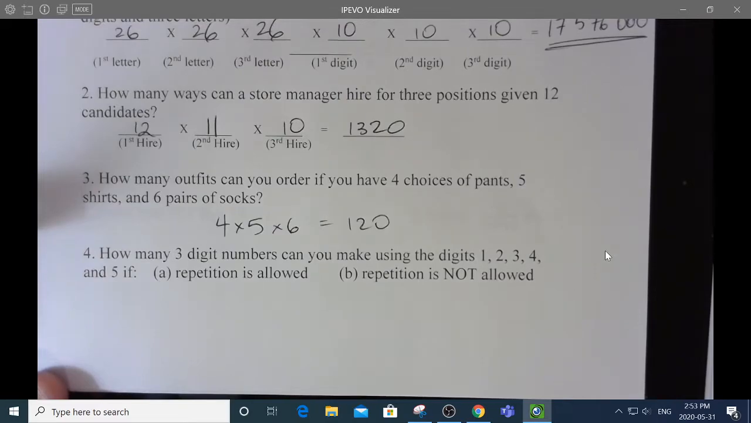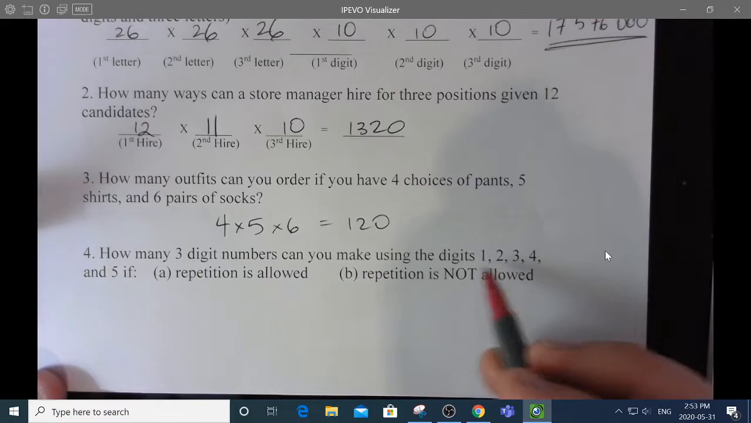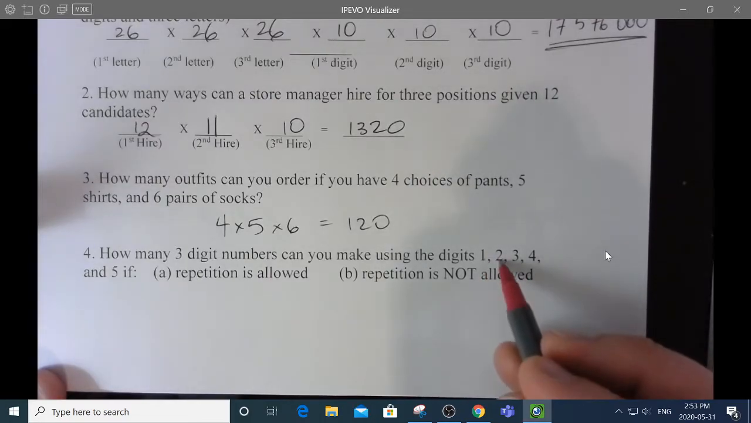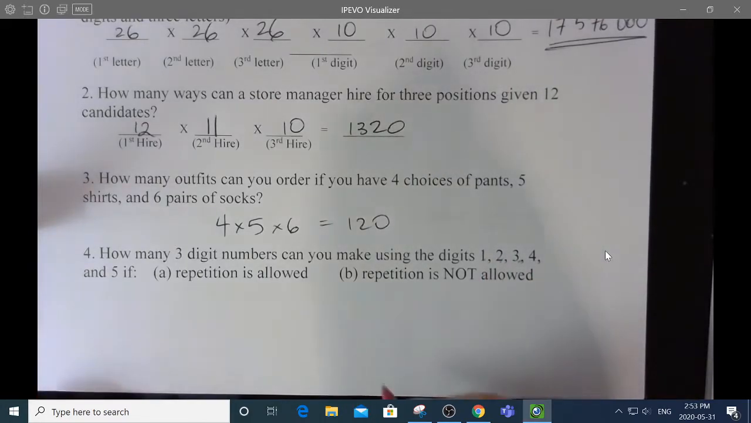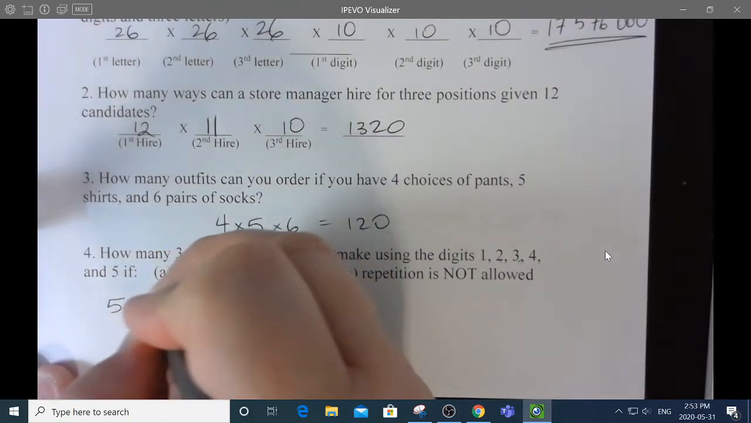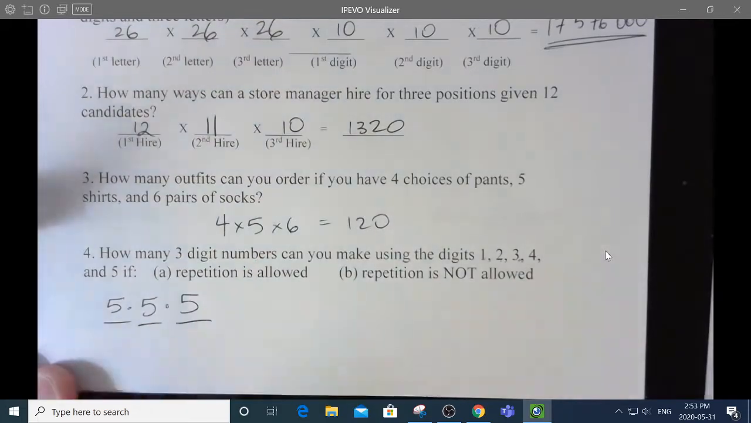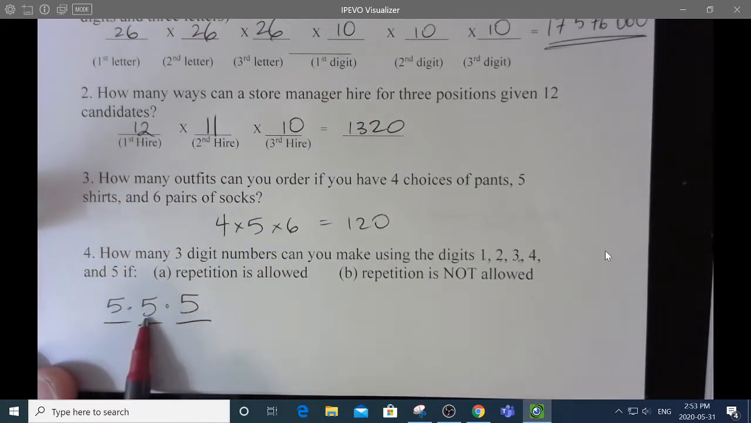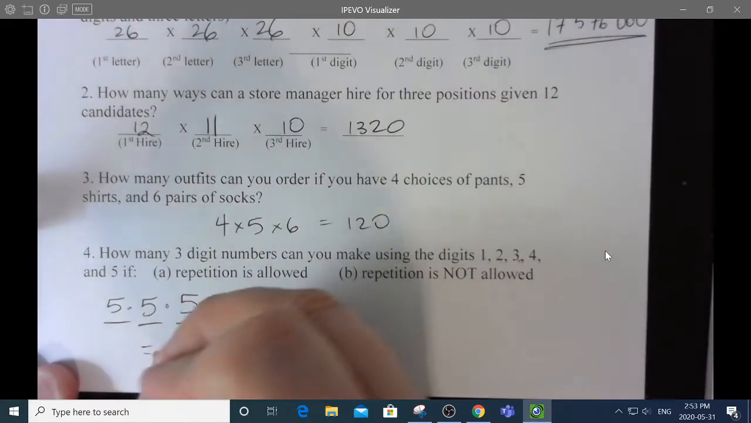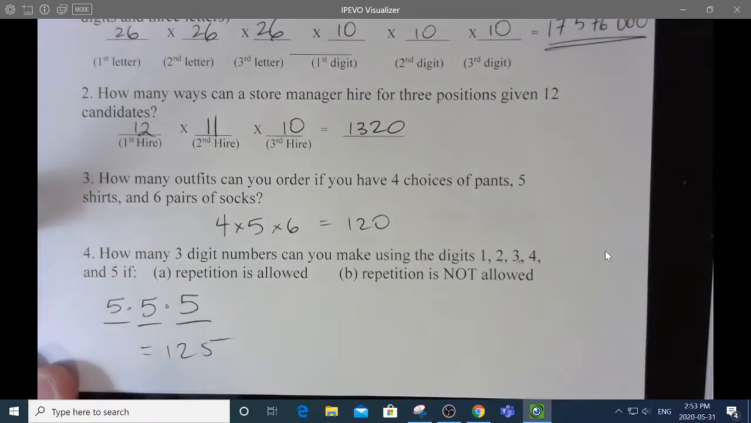And moving on to something a little more complicated, how many 3-digit numbers can you make using the digits 1, 2, 3, 4, and 5 if you're allowed to repeat? So the first, you could have the 3-digit number 111 or 222 or 333. So there's 5 things the first digit could be, 5 the second, and 5 the third. So basically I'm just filling in those 3 blanks for the 3-digit number. There's 5 things it can be for the first digit, 5 for the second, and 5 for the third. So that's 125 possibilities.